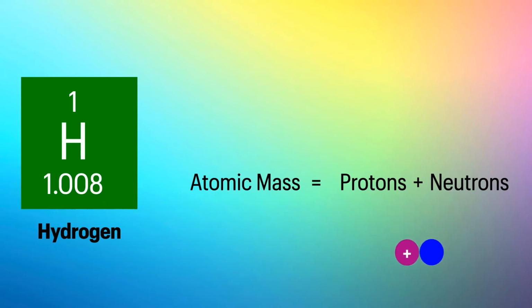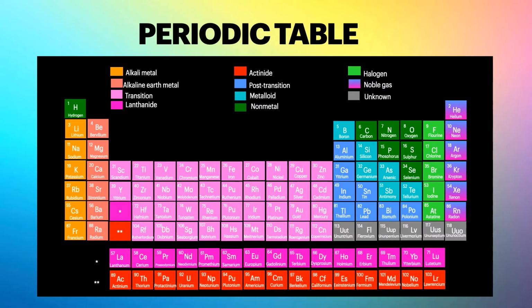In this video, we will learn about the electronic configuration of the first 20 elements, that is hydrogen, helium, lithium, beryllium, boron, carbon, nitrogen, oxygen, fluorine, neon, sodium, magnesium, aluminium, silicon, phosphorus, sulfur, chlorine, argon, potassium and calcium.